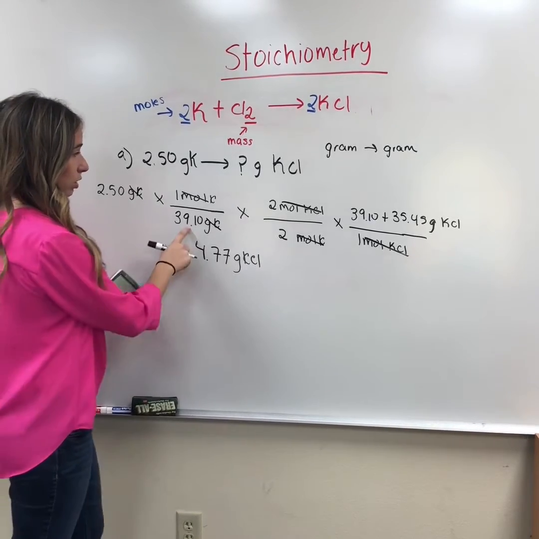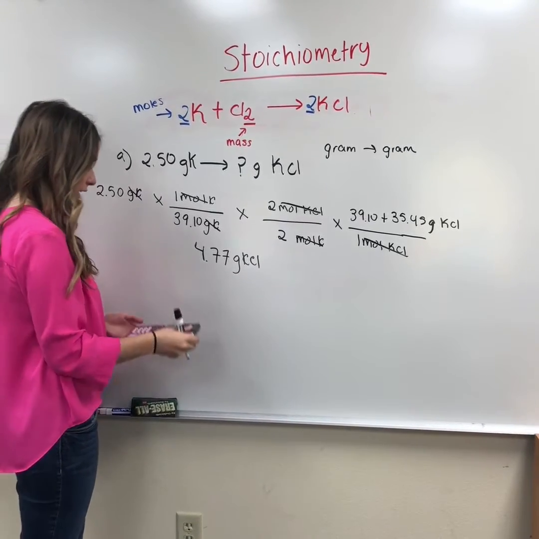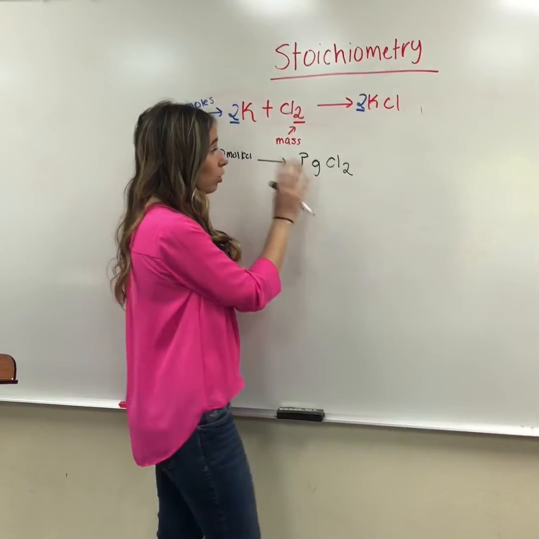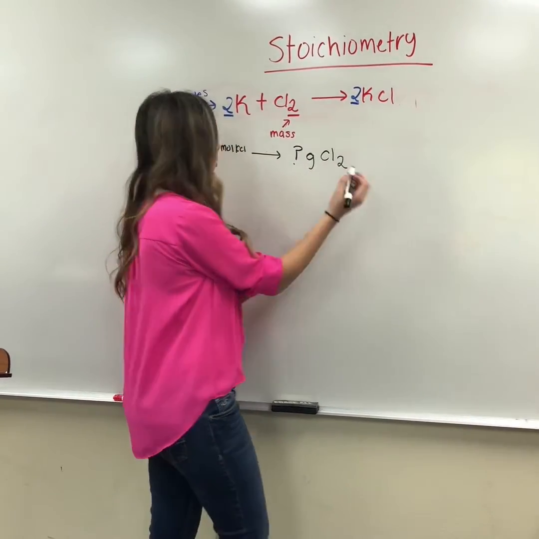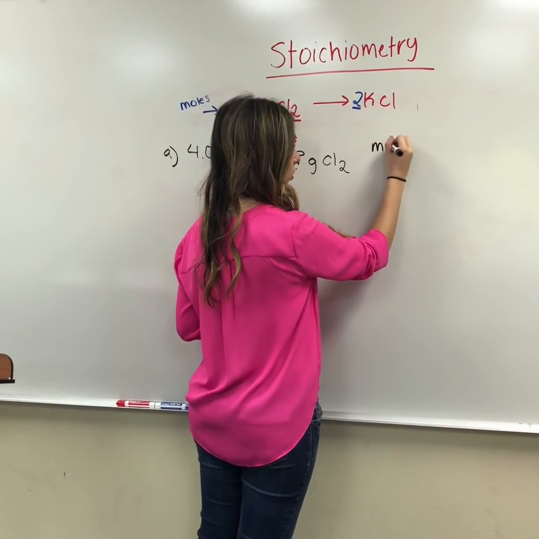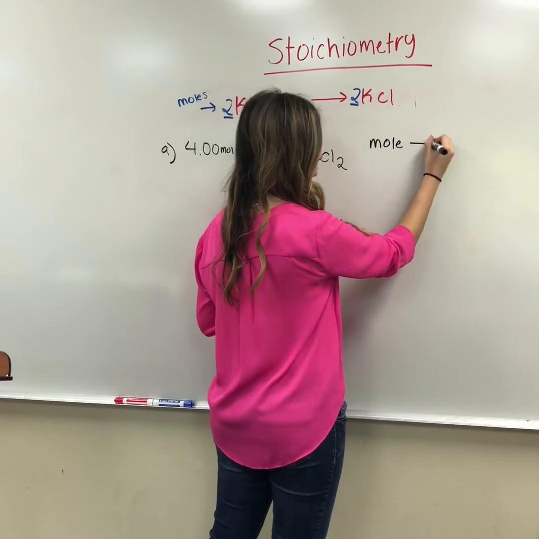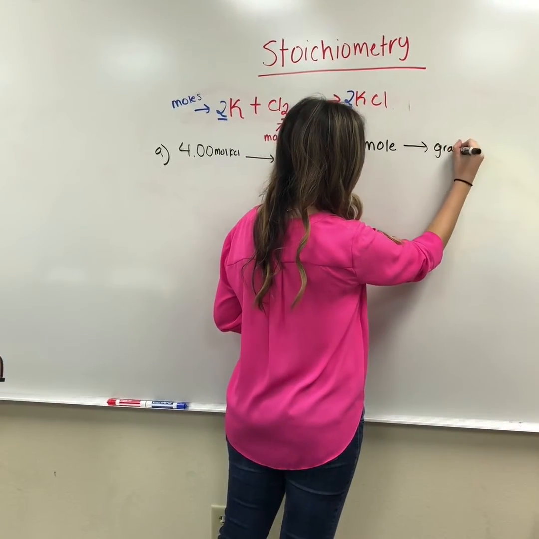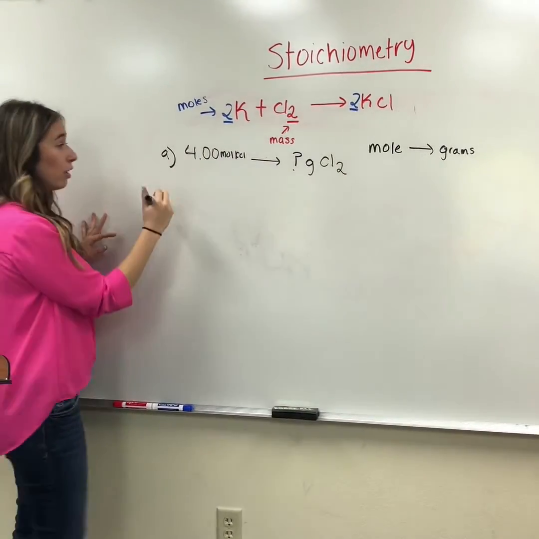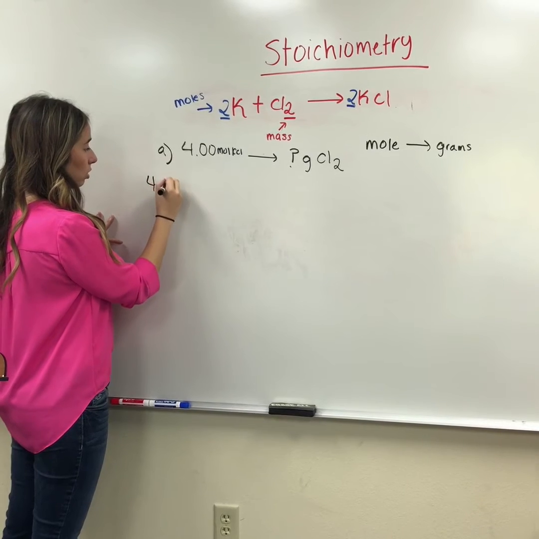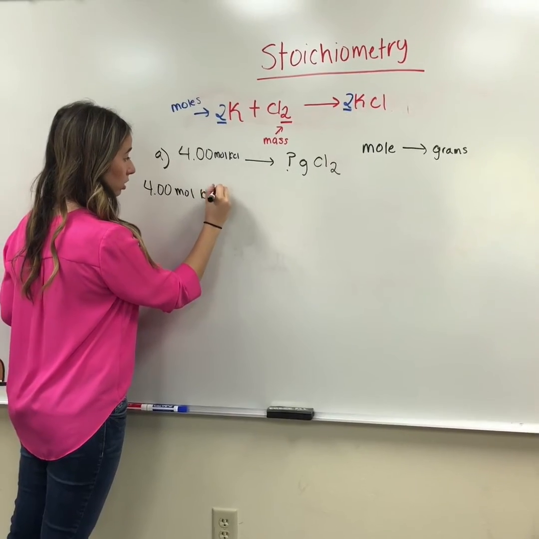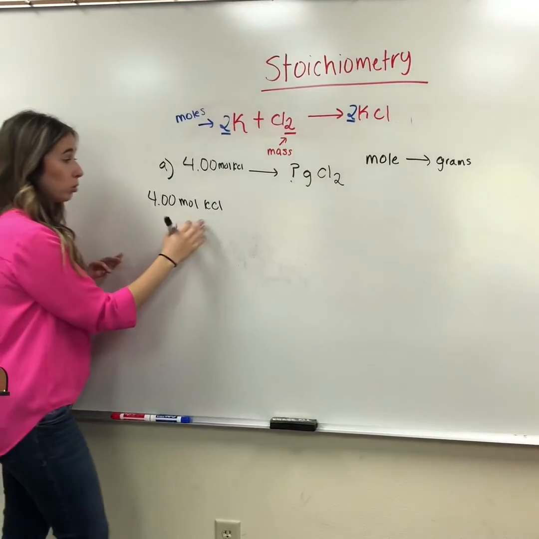These are exact. Okay, we have 4 moles of potassium chloride, and we want to find out how many grams of chlorine we have. So it's a mole to gram ratio. So I'm going to write that here because we're going to start with our moles and we're going to go to grams. We're not going to stop until we get to grams of Cl2. Okay, so I'm going to start with what they give us. So we have 4.00 moles of KCl.